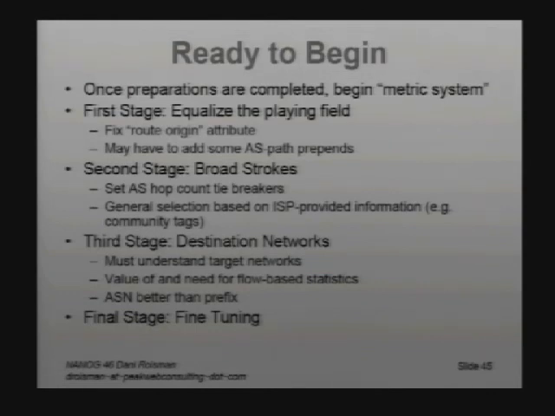There may be some general selection based on some ISP information. So using some communities, you may want to say, I prefer sending these peer routes to this ISP, these customer routes to that ISP. The third stage of metric system is, if you still need additional balancing, you may have to set some specific targets based on the destination network, 2-3 hops away. You're going to have to understand those target networks.